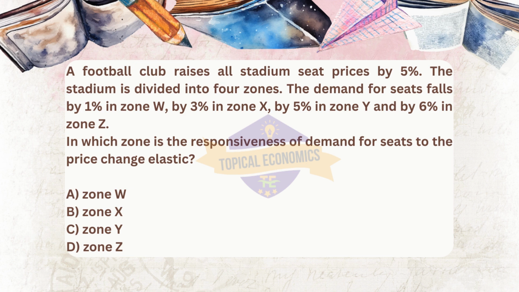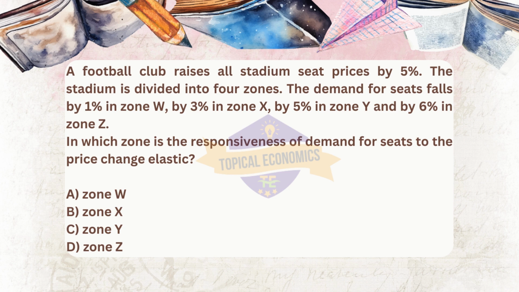To determine in which zone the responsiveness of demand for seats to the price change is elastic, we need to calculate the price elasticity of demand, PED, for each zone using the formula. PED equals percentage change in quantity demanded divided by percentage change in price. Given information is percentage change in price equals plus 5%. So we can calculate PED for each.